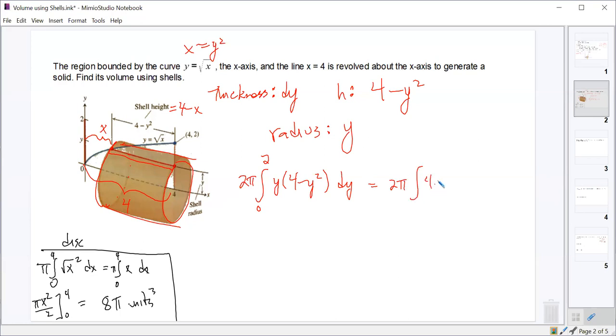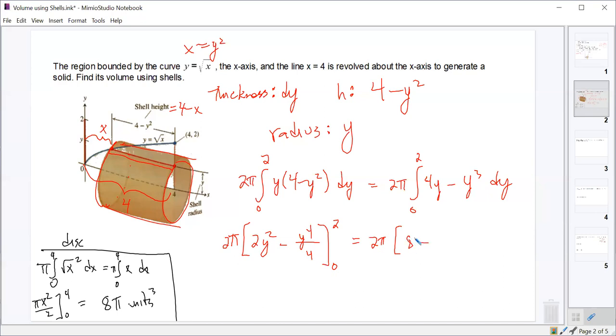And so we'd go in. This integral is not super difficult. The setup was a little more difficult than with the disks, and the integral is a little more difficult, but still it could be a lot worse. So we integrate 4y to get 2y squared. We integrate y to the third to get y to the fourth over 4, from 0 to 2. And what do we end up with? We end up with 8 minus 4 minus a 0, and we still get 8 pi units cubed.